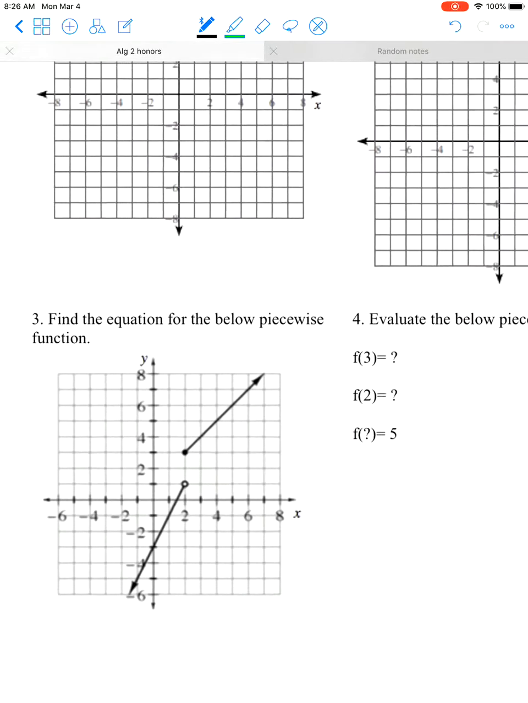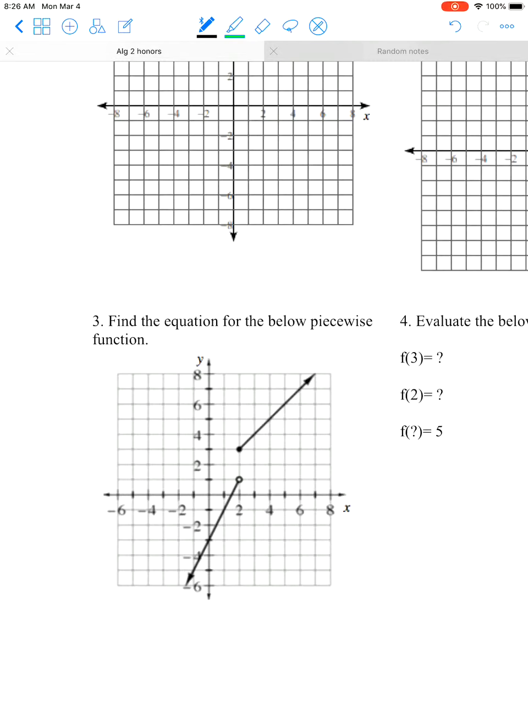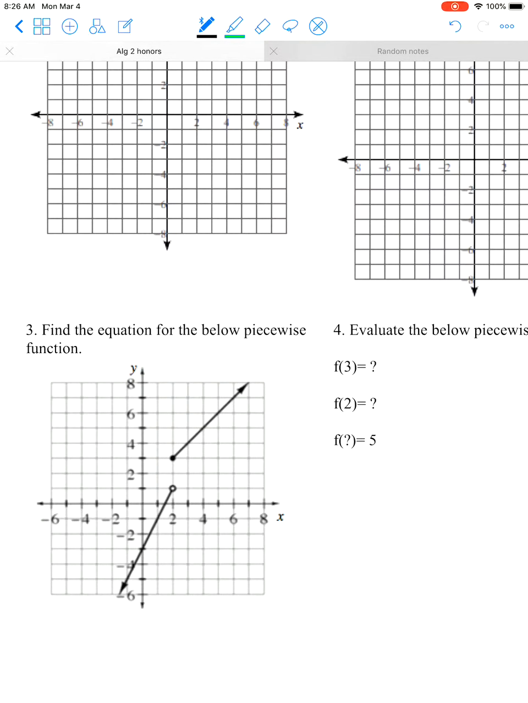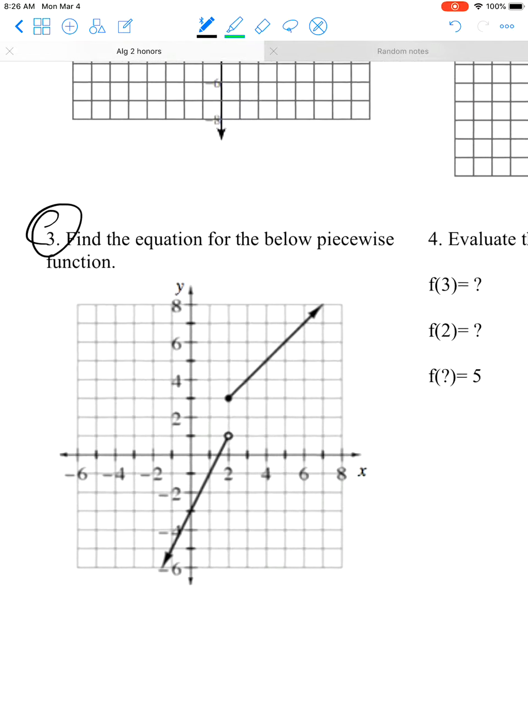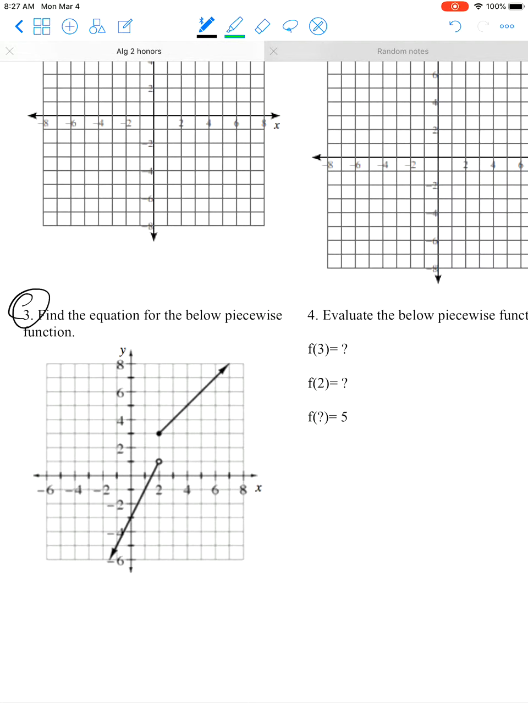Let's find the equation for this graph here on number 3. This is the last one we'll do. I'm going to find the equation for the piecewise function. I can make this a bit bigger, I think. No, I want to be able to write. Okay, so I see that these are two lines.